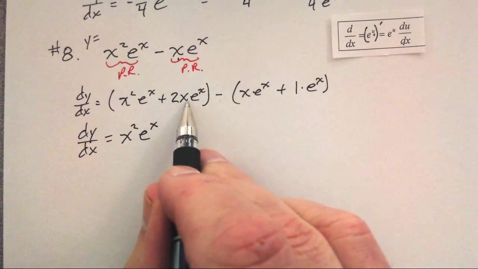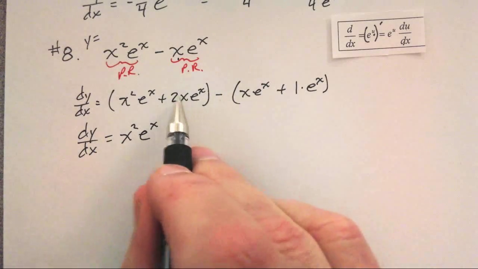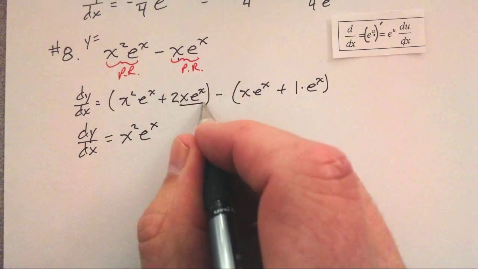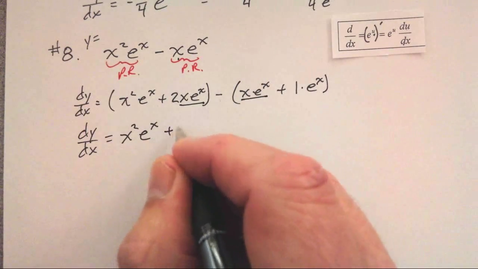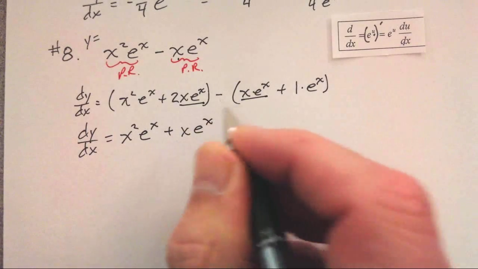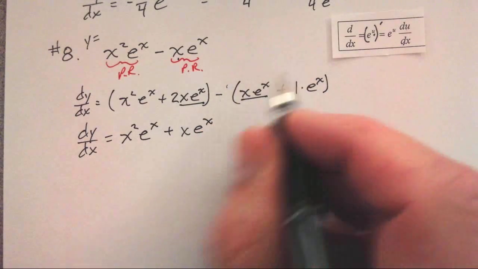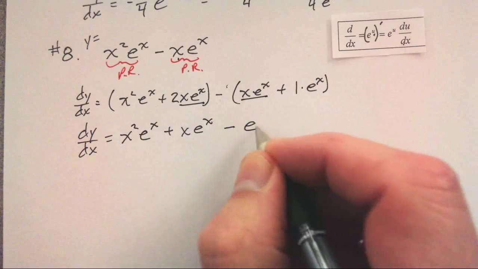I've got a 2x e to the x. So this is like 2 apples minus 1 apple. I end up with 1 apple. So plus x e to the x. And then I get, careful here, a minus e to the x.